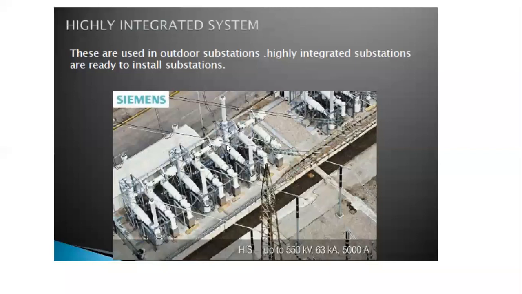These are outdoor substations, therefore the fault occurrence is also very low when compared to all other types of GIS systems. Normally, gas insulated substations are used where the space requirement is very small and are most suitable for indoor substations, but the highly integrated system we are using as an outdoor substation.